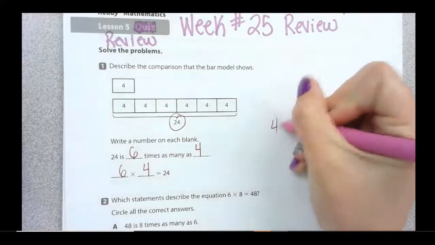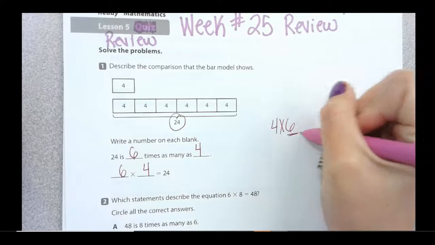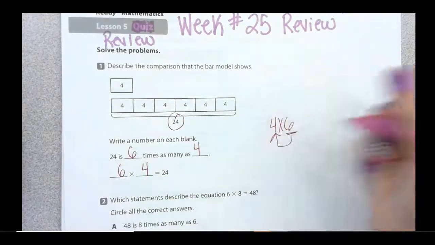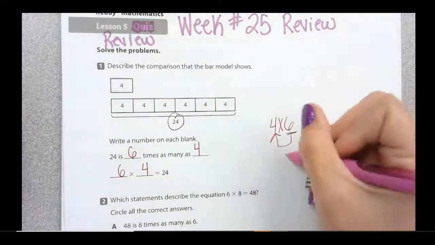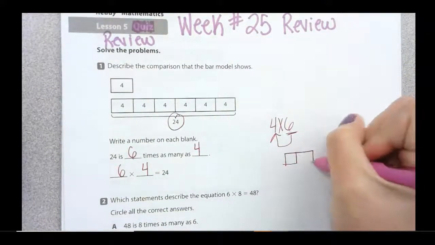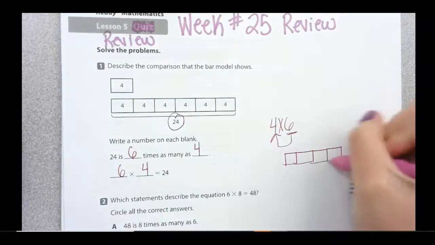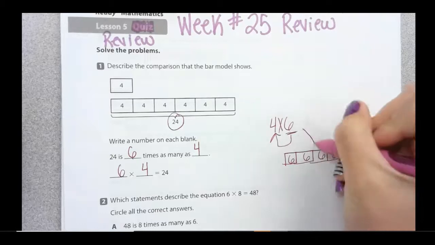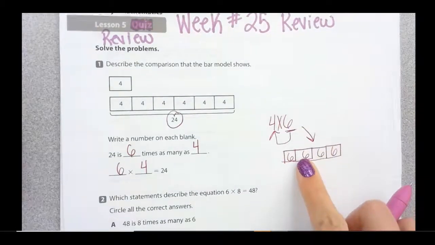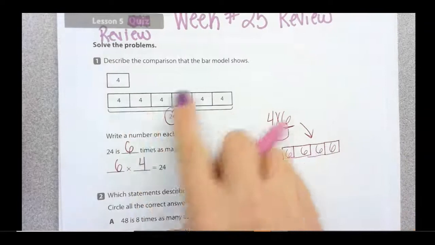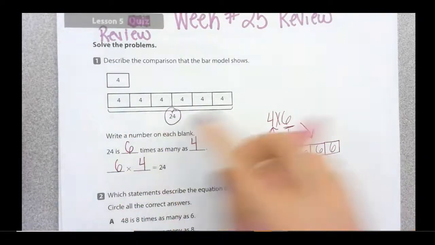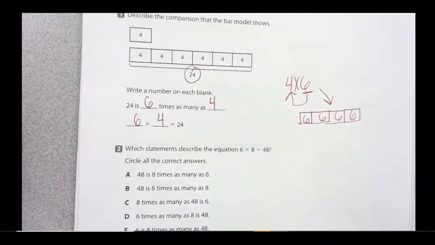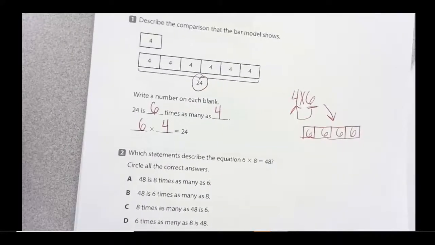If it was 4 times 6, what number would be repeating? The 6, yeah. The 6 would repeat how many times? 4. So it would look something like this, and we would put a 6 in the box. So this represents 4 times 6, and this represents 6 times 4. Okay? Make sure you have this down in your packet.